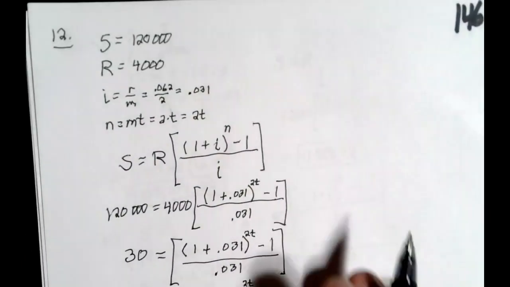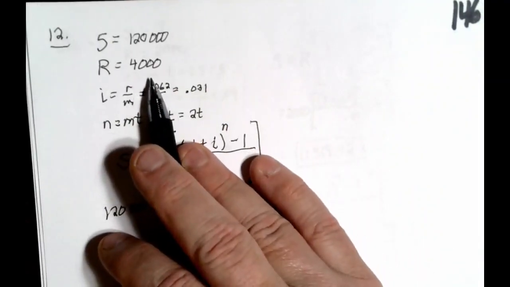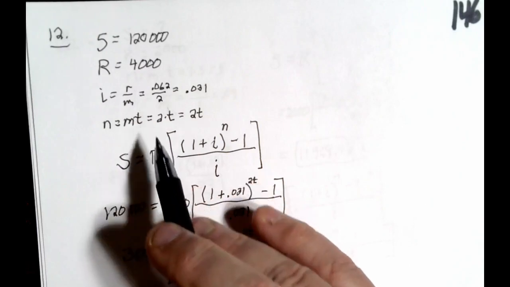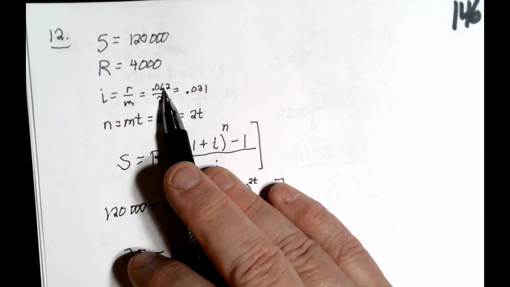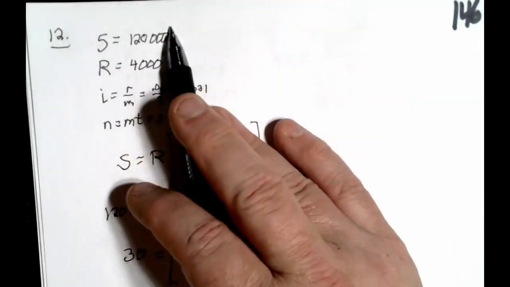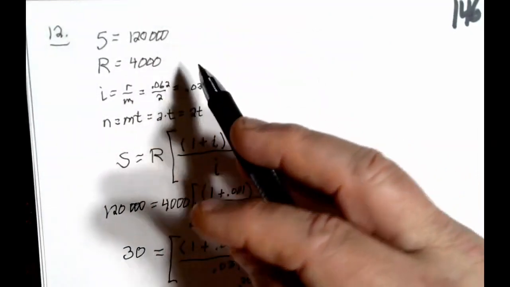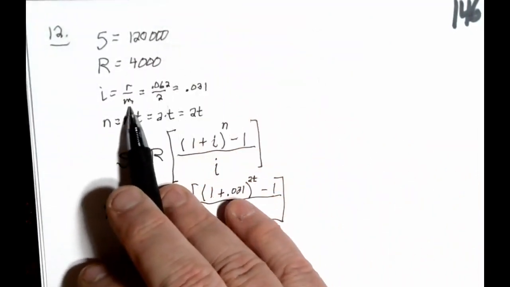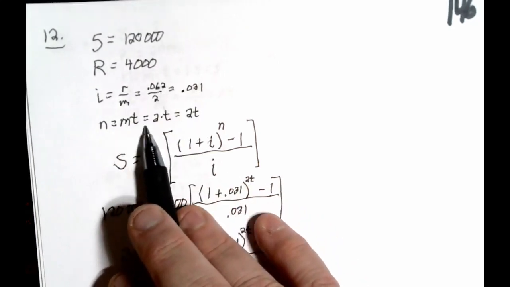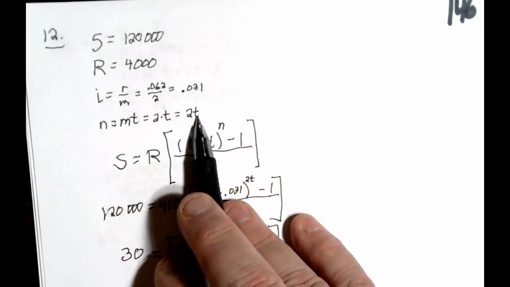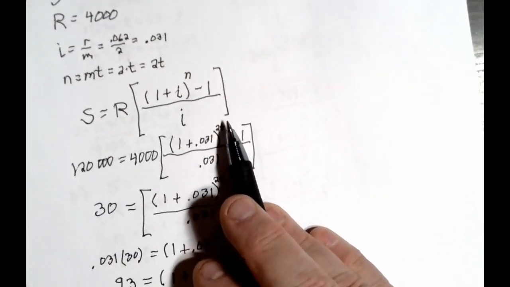12 is the long problem. Number 12 says 4,000 is deposited semi-annually, so compounded twice a year. Interest rate 0.062. They want 120,000 at the end. How long will it take to get $120,000? So you figured out what I is, it's R over M. Figure out what N is, it's M times T. Of course you don't know what T is. Okay, so when you plug everything in, that unknown there is T.